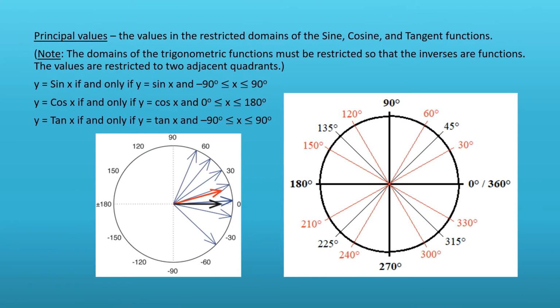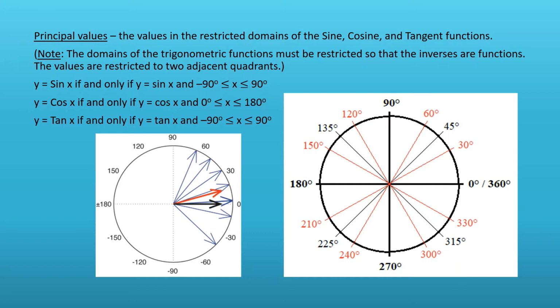Next, we have principal values. Principal values are defined as the values in the restricted domains of the sine, cosine, and tangent functions. Note, the domains of the trigonometric functions must be restricted so that the inverses are functions. The values are restricted to 2 adjacent quadrants. If you don't remember the word adjacent from geometry, adjacent means next to. So they're restricted to the 2 quadrants that are next to each other.